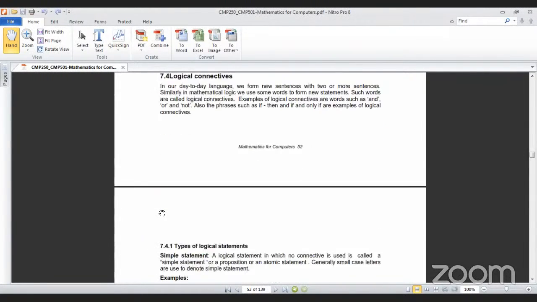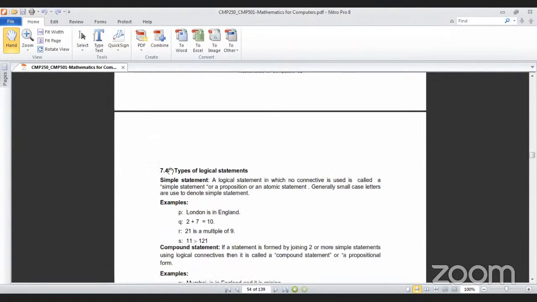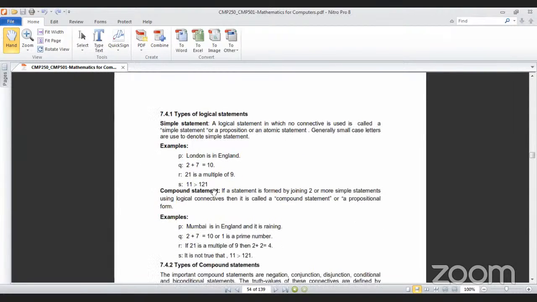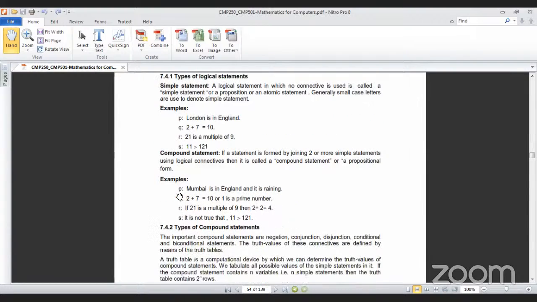Now logical connectives. Now the types of logical statement. The first one is simple statement. Simple statement means what? Just a normal statement where it is just defined. There is no connectivity in between. Means we don't use and, we don't use or, nothing like that. Now see here, London is in England. That is a simple statement. Same way, 21 is a multiple of 9.